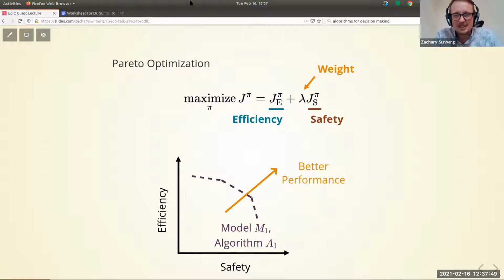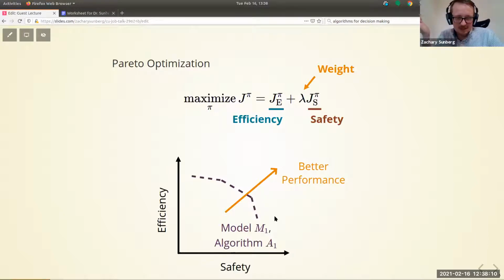If lambda is large, where along this curve would our solution be? Right, bottom. Yeah, exactly. So a large lambda would be in the bottom right and a small lambda would be in the top left. So this is just a way of talking about the trade-offs between safety and efficiency.